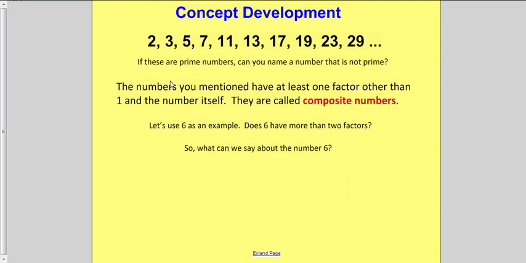Now, the other kind of numbers are called composite numbers. So I want you to write this in your math journal. I want you to write composite numbers.